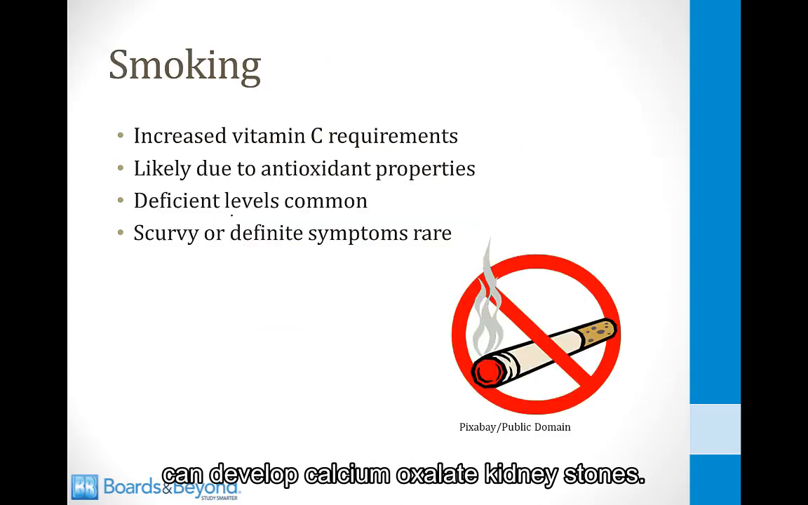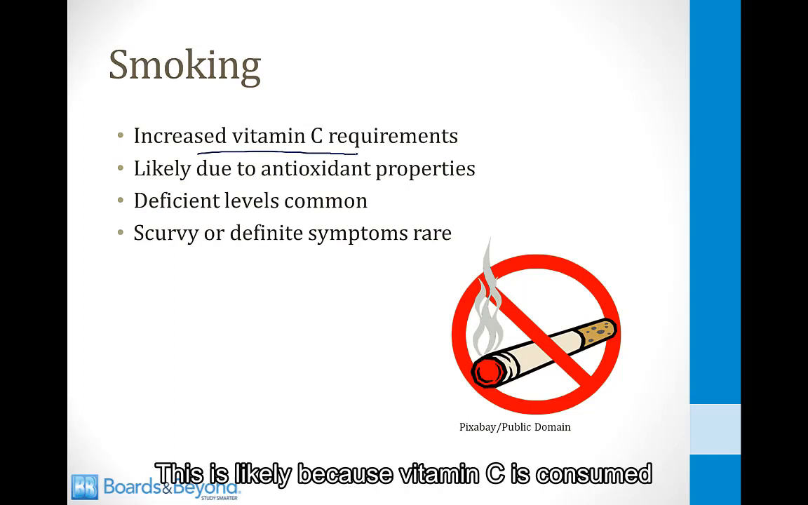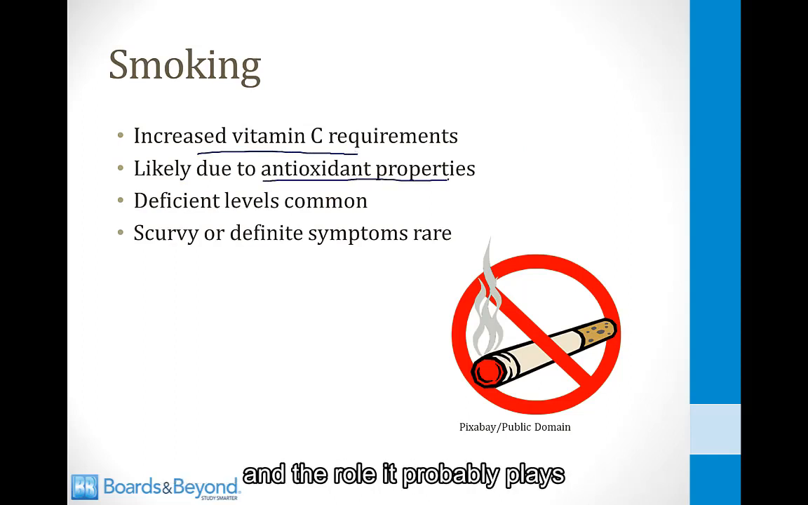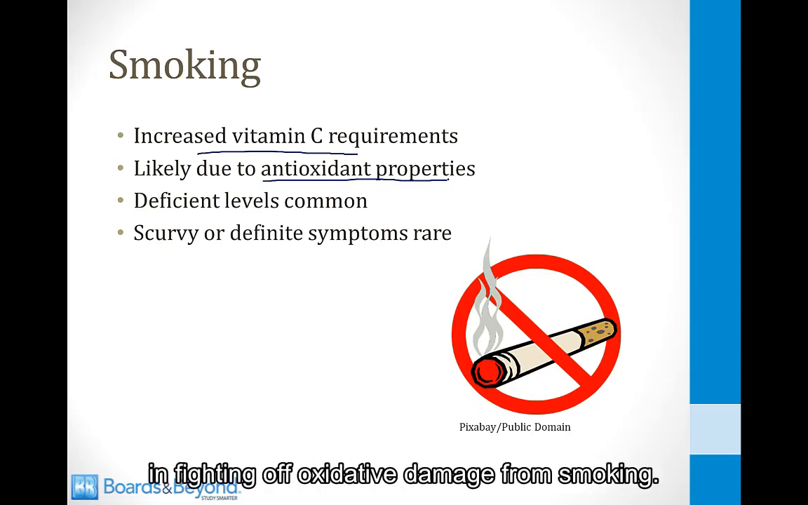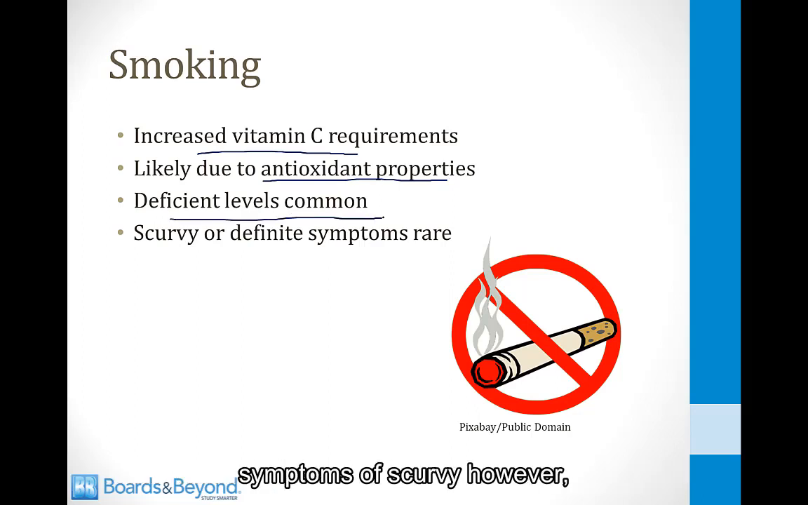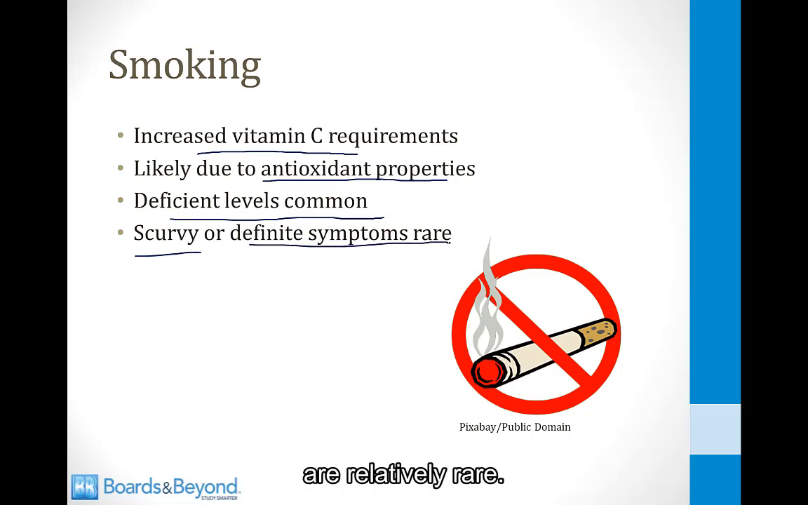Vitamin C can be metabolized into oxalate, and therefore people who consume too much vitamin C can develop calcium oxalate kidney stones. Smokers have an increased vitamin C requirement, and this is likely because vitamin C is consumed as a result of its antioxidant properties and the role it probably plays in fighting off oxidative damage from smoking. When vitamin C levels are measured among smokers, deficient levels are common. Symptoms of scurvy, however, or symptoms from the vitamin C deficiency are relatively rare.